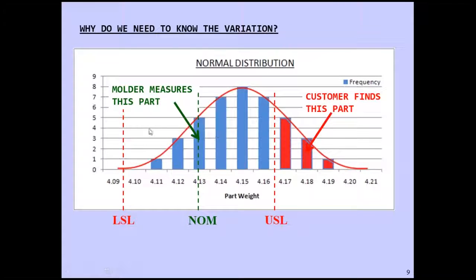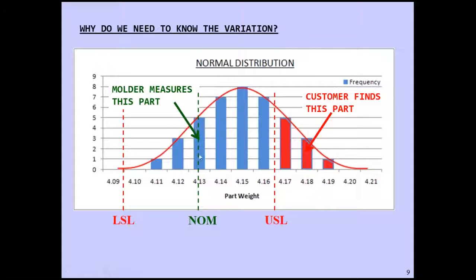The reason you need to understand variation in a process is this: if this green one here is your nominal, and this is your lower spec limit and upper spec limit, and this is the natural variation in your process, then the molder will measure this part and say the parts are good, but unfortunately the customer measures these parts and says the parts are bad. It's the same exact process. Nothing has changed except what?